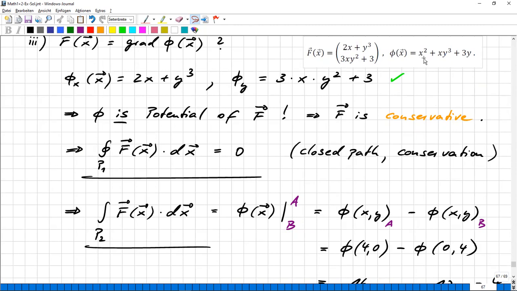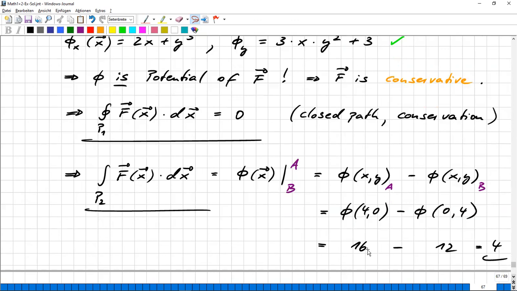So we get 4 squared plus 4 times 0 cubed plus 3 times 0. So no contribution here, just 4 squared, which equals 16, remember? Minus the potential at point B, which has coordinates 0 for X and 4 for Y. So we get 0 squared plus 0 times something plus 3 times 4, which is 12. So in the end, we have 16 minus 12, which is positive 4.